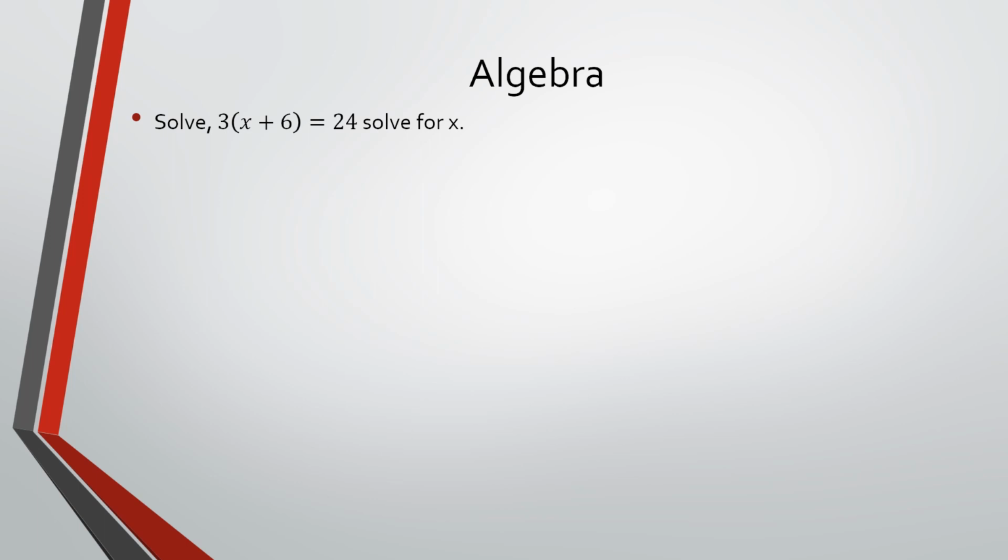too involved typically. So we want to solve this: 3 is being multiplied by this whole expression, x plus 6, and that equals 24. So we want to find what the x value might be. First, we can divide both sides by 3. These 3s are going to become 1. Anything divided by itself just becomes 1, so the x plus 6 is going to continue on.